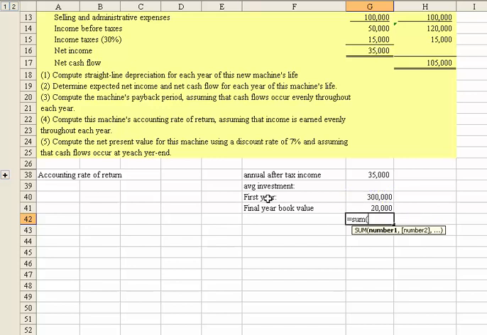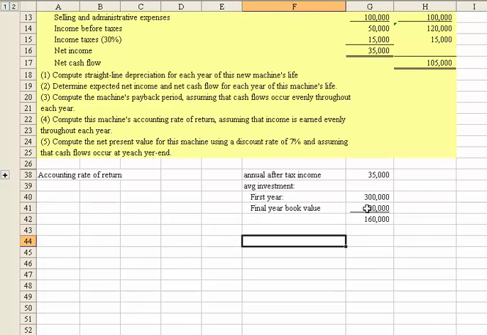Okay, now let's take the beginning, which is that first year, through the ending, divide it by 2 to come up with our average investment. Right, so if I do that, we know that the average investment is that 160. We certainly don't need pennies involved in this, right? In fact, why don't we format all 3 of these so it lines up a little nicer. And now we can compute what the accounting rate of return is. We'll do that right here.